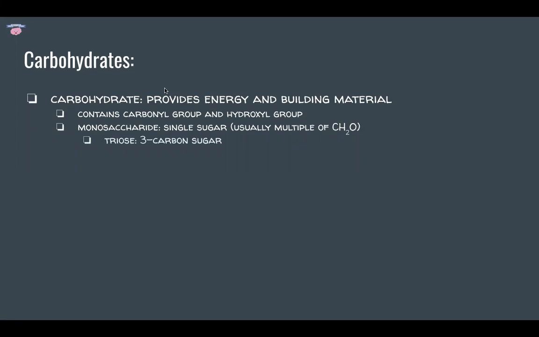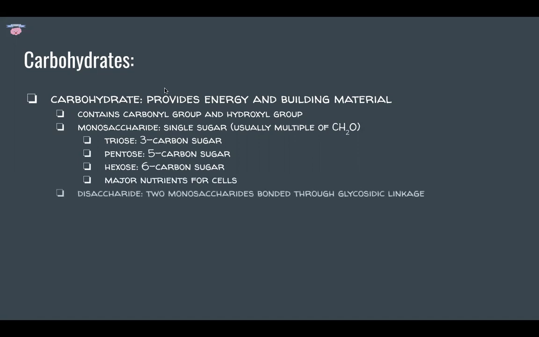A triose is a 3-carbon sugar. A pentose is a 5-carbon sugar. A hexose is a 6-carbon sugar. By the way, glucose is a 6-carbon sugar, a hexose. Most monosaccharides are major nutrients for cells.